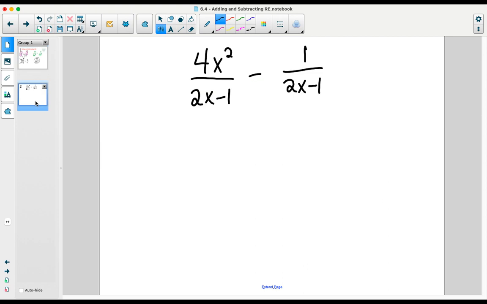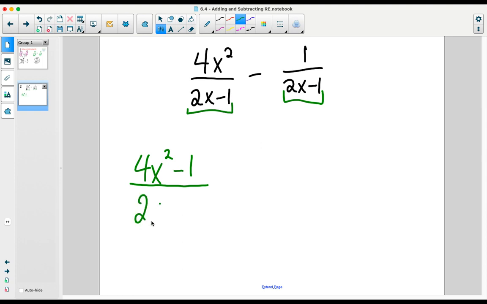This same logic holds if your denominator is a binomial, trinomial, or a larger polynomial. We see here that both of these rational expressions have binomial denominators that are identical. Because of that, we're able to just combine the numerators by the operation suggested. So we subtract 4x squared minus 1. We place all of that over 2x minus 1.